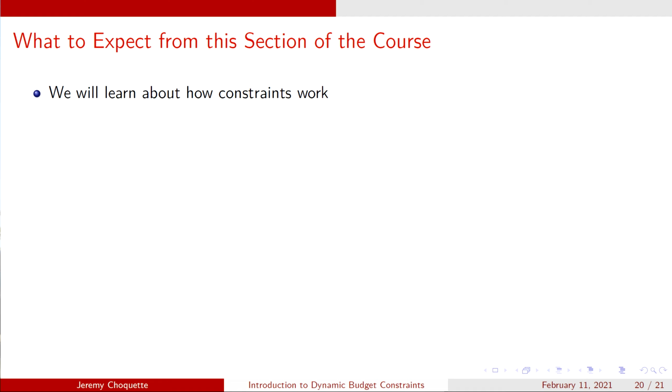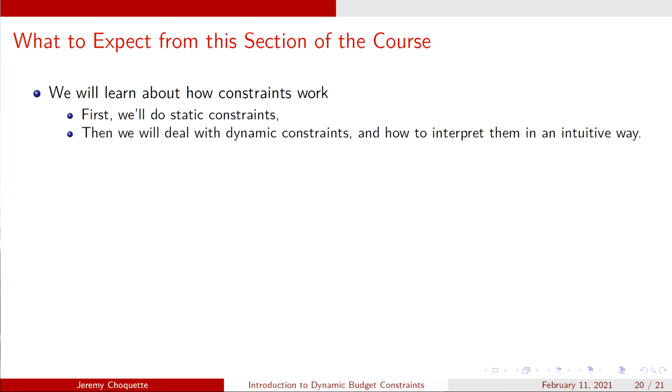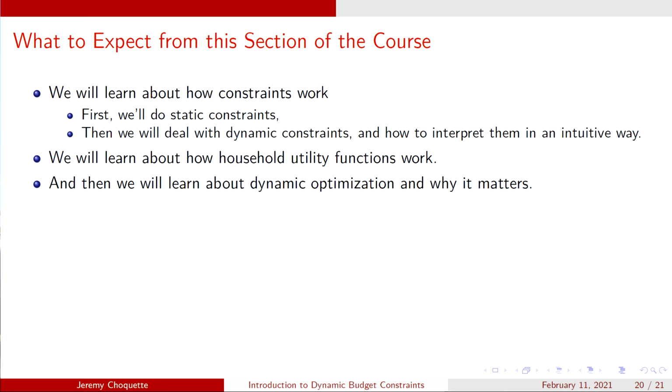Anyways, we're going to learn about how constraints work. First, we'll do static constraints, like what we see in intermediate micro if you've taken that course. But then we'll graduate, because micro is awesome and super important, but it's just a nice stepping stone to get to macro. Macro is more important. We're going to deal with dynamic constraints and learn how to interpret them in a more intuitive way. We're going to learn how household utility functions work, what they are and why they are what they are. We're going to combine them, and learn a little bit about dynamic optimization and why it matters. Why would dynamic optimization be important?